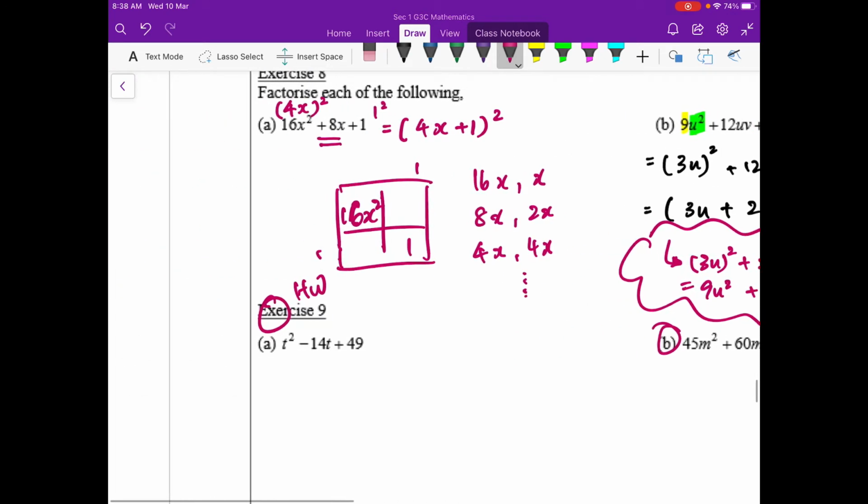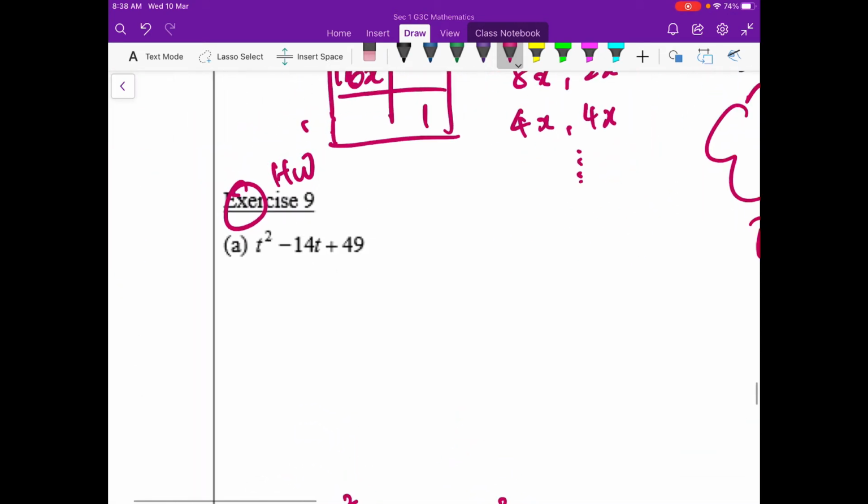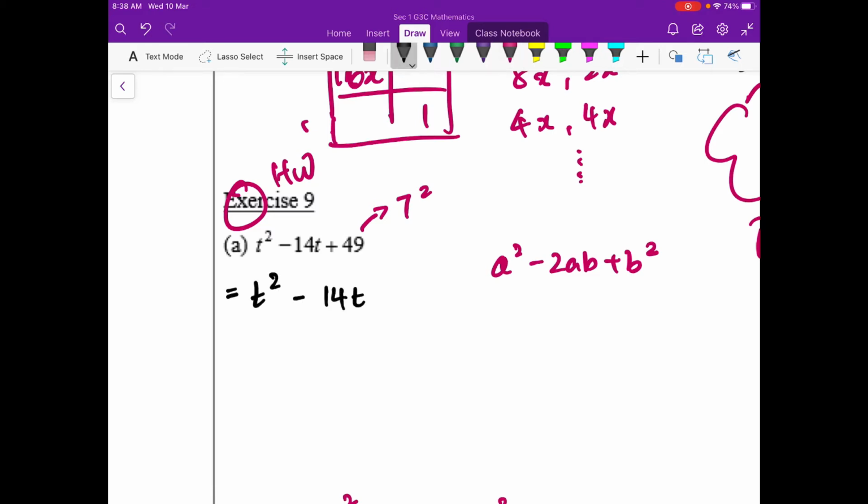Next one, exercise 9. So we see perfect squares again for the first term and a constant term. This is our 7 square. And when we see that, you must be happy already, because you have A square minus something plus B square. So that sets us up for A square minus 2AB plus B square. Then 2 times of T times 7, that will be 14T. So it is still of the same format also, but this time it's the second formula that we can use. So this is T square minus 14T plus 7 square.